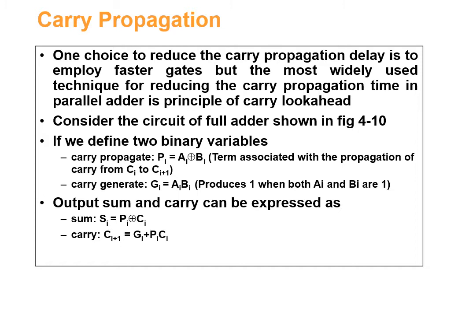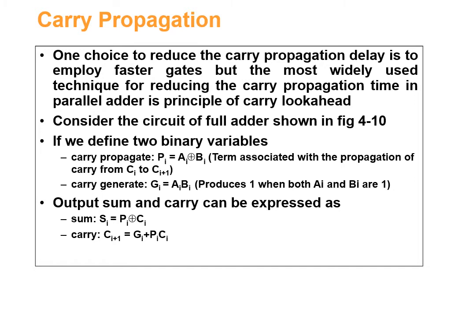Consider the circuit of the full adder as was shown in the previous diagram. If we define two new binary variables, Pi is equal to A exclusive-OR B for sum, and Gi is equal to A multiplied by B for carry, the output sum and carry can respectively be expressed as Si is equal to Pi exclusive-OR Ci, and the carry Ci+1 is equal to Gi plus Pi Ci.